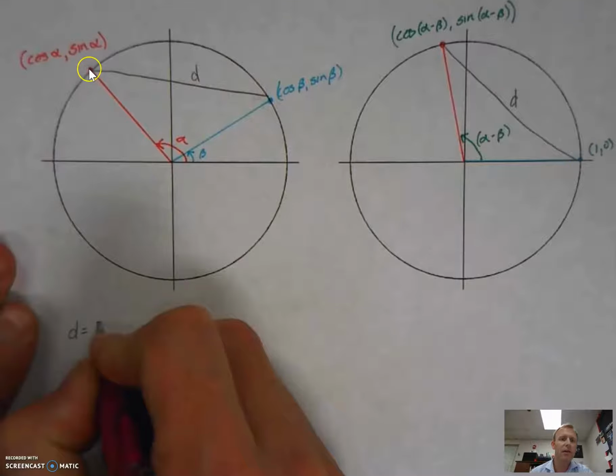Our point that started out with cosine alpha, sine alpha, moved along our curve and is now cosine of alpha minus beta, sine of alpha minus beta. Hopefully you figured out if this big angle's alpha and we remove angle beta, what's left is the angle alpha minus beta.